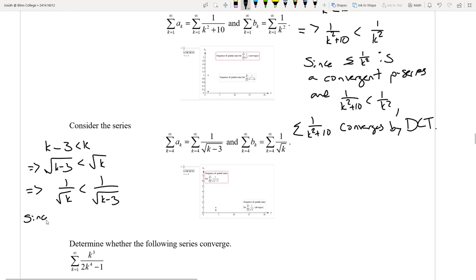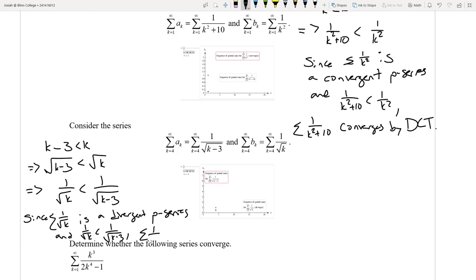So since this series here is a divergent p-series, and 1 over root k is less than 1 over root k minus 3 for k greater than 4, we're not necessarily going to have to put that every time, though. We have that the series 1 over root k minus 3 diverges by DCT. So the typical setup for answers here: we're going to have the series we're comparing to, what the comparison is, and so what our series does.